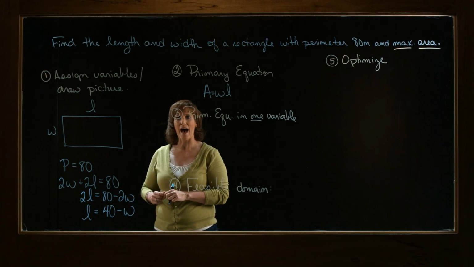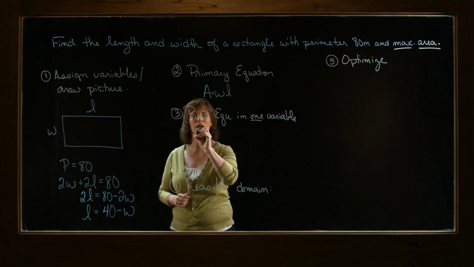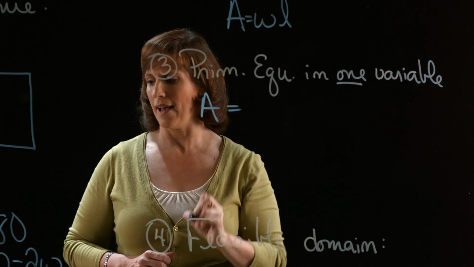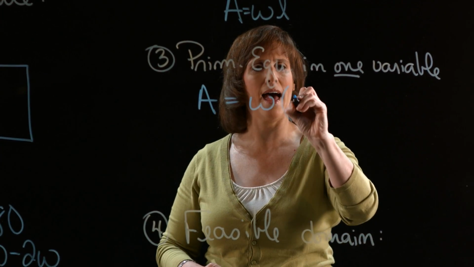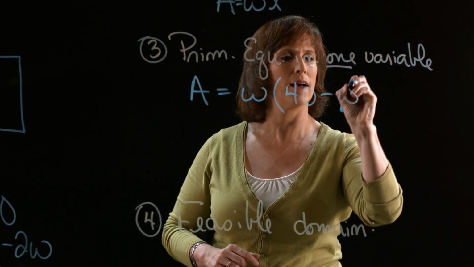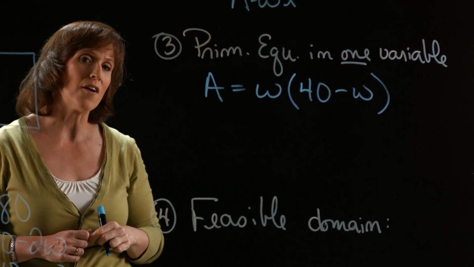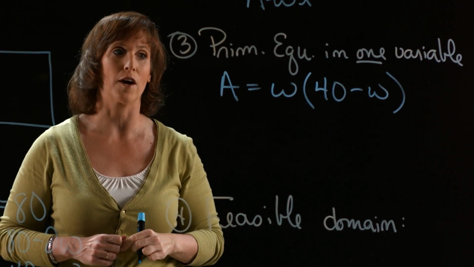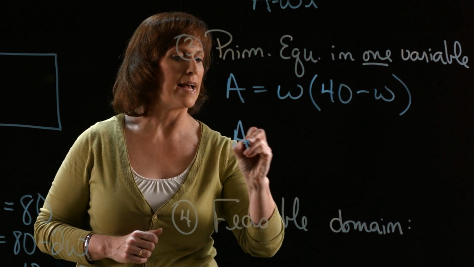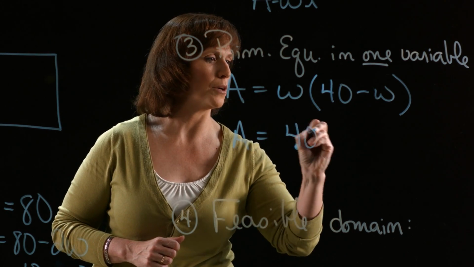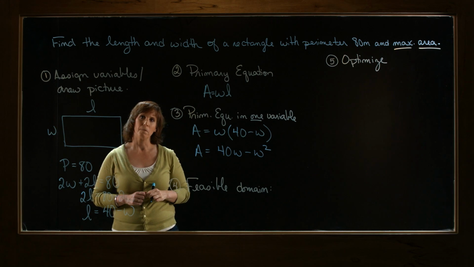What can I do with that? I'm now going to substitute it into my primary equation so that my area is now W times L, and I'll write L as 40 minus W. I now have an equation for area that's written all in terms of a single variable. If you like, you can even distribute that W across and say that the area is 40W minus W squared.